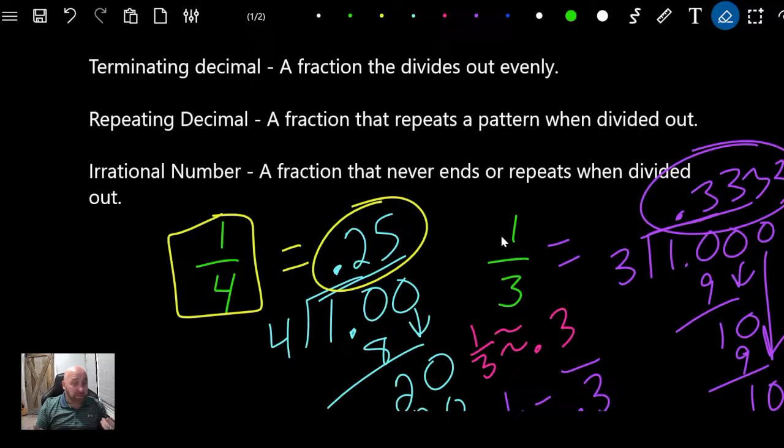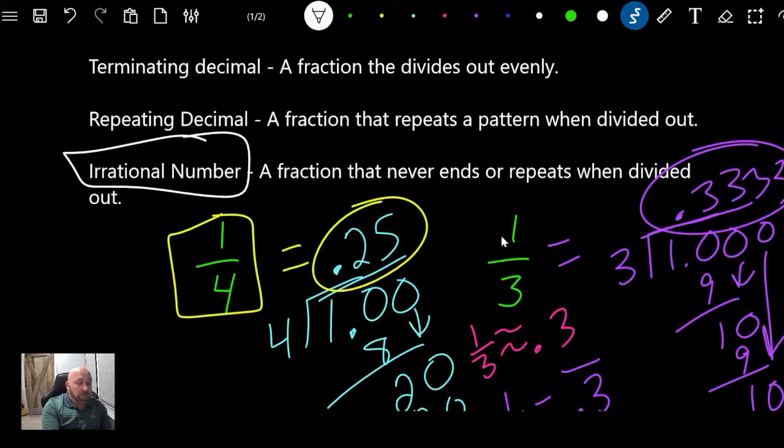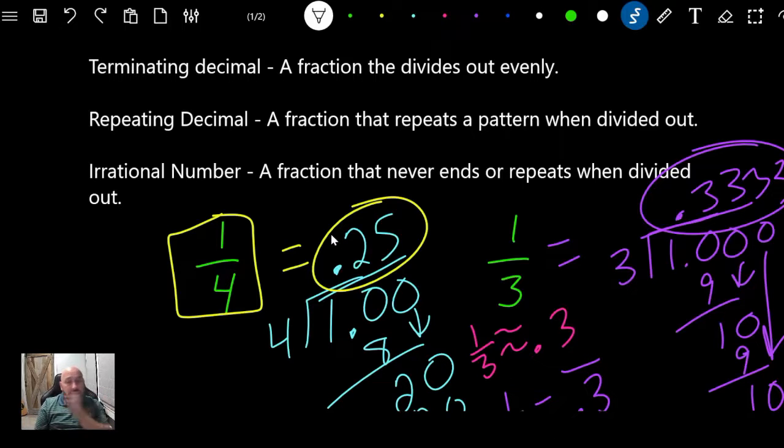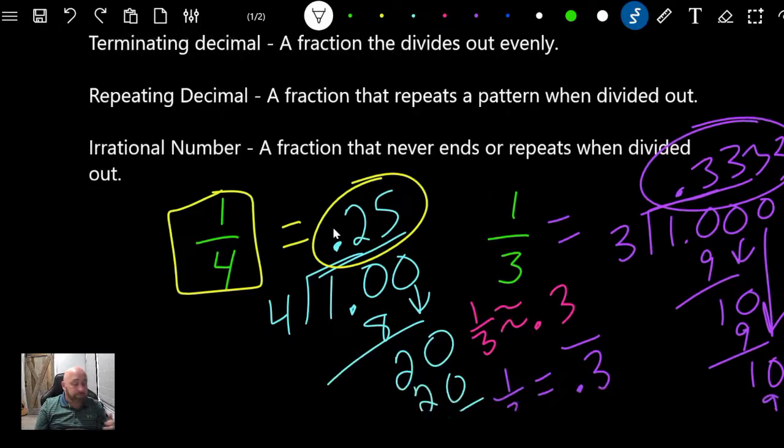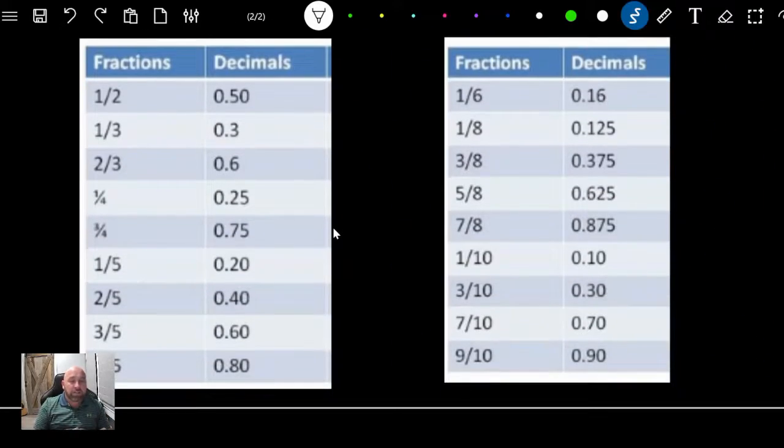Pi never stops. Pi never repeats. Pi never terminates. Okay? So irrational numbers never stop. They never end. Okay? So that's 3 different types of decimals. Terminating, they stop. Repeating, they repeat a pattern, and then irrational, they never stop and they never repeat. All right, let's look at some of these.